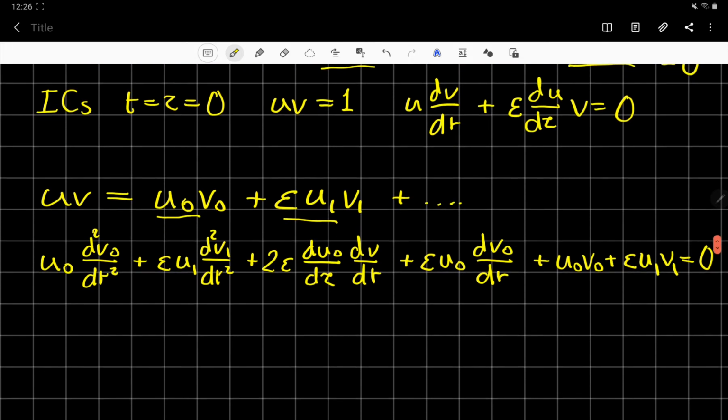So next I need to look at the initial conditions. So at t equals tau equals 0. So I've got u naught v naught plus epsilon u1 v1 equals 1.